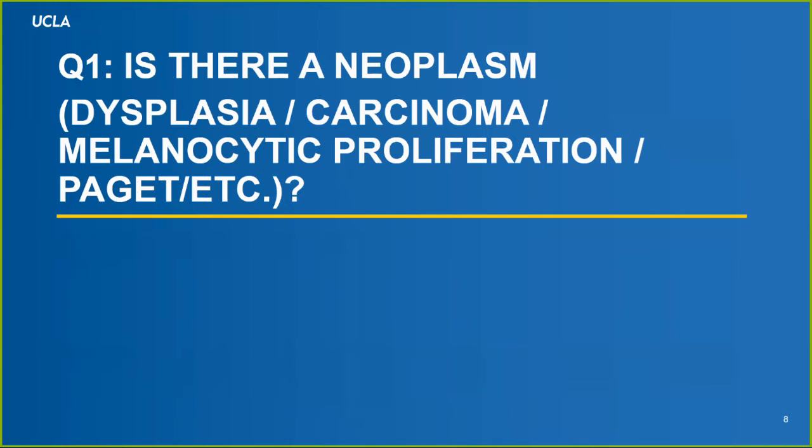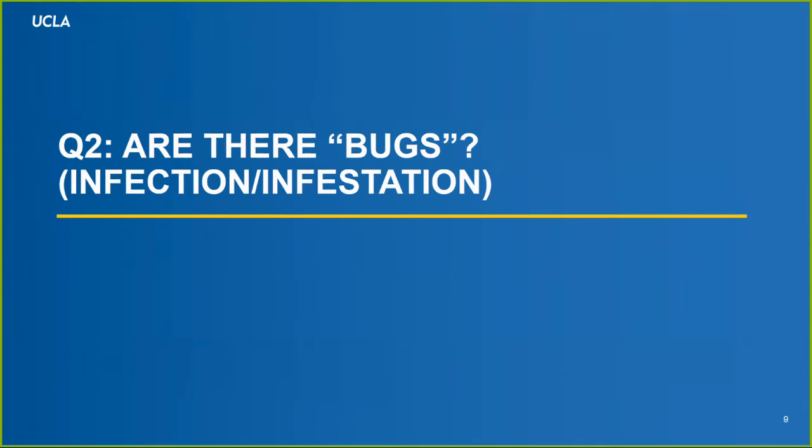Now let's go through these questions to see which features to look for. This first question I will skip as this is not the focus of the talk, but do look for any neoplastic process as it may mimic an inflammatory lesion. Second question is, are there bugs? Is there any evidence for infection or infestation?